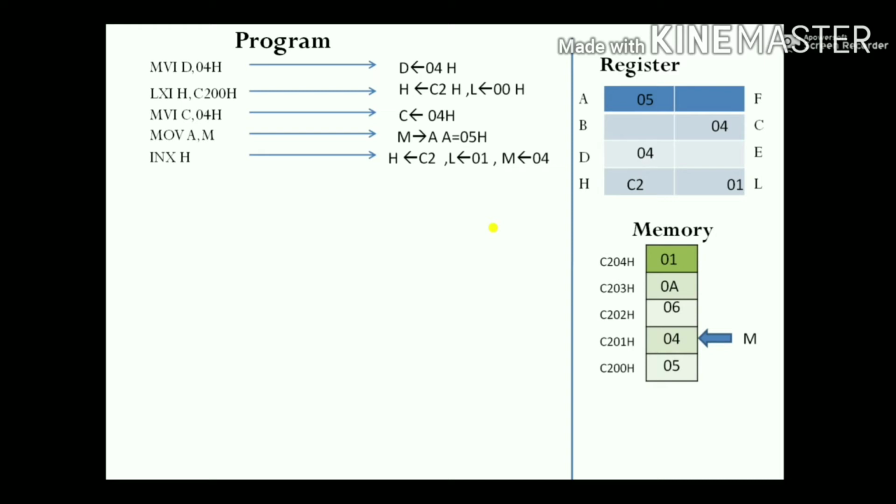It means now memory contains the data as 04H. Now M will have the data as 04H.